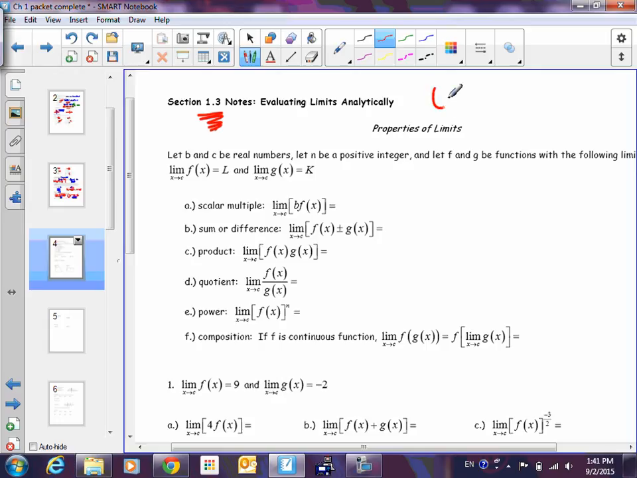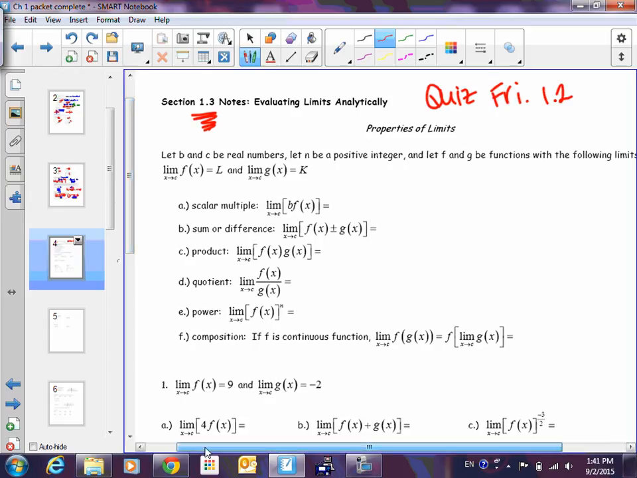You have a quiz Friday, and it is over 1.2. And so anything I teach you new today will not be on this quiz. This quiz is also no calculator, which means the tables stuff actually won't be on there either. All right, so properties of limits.